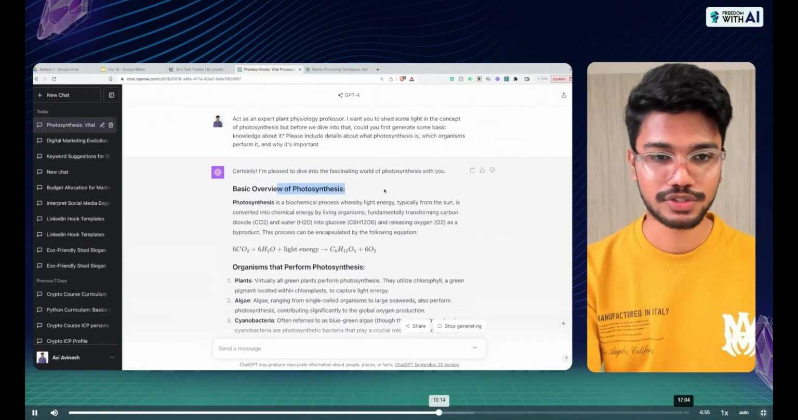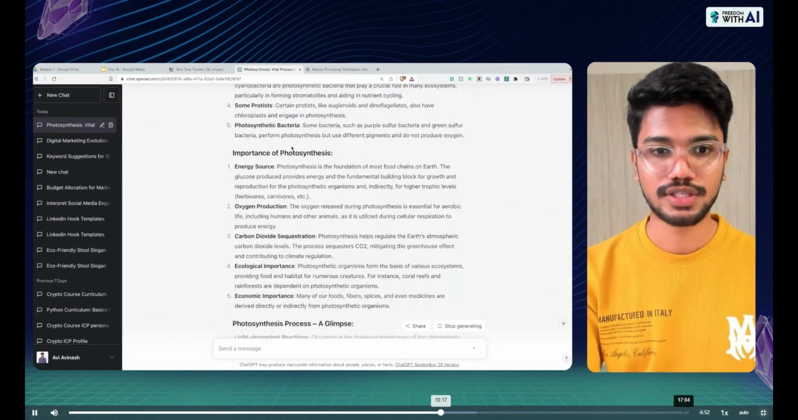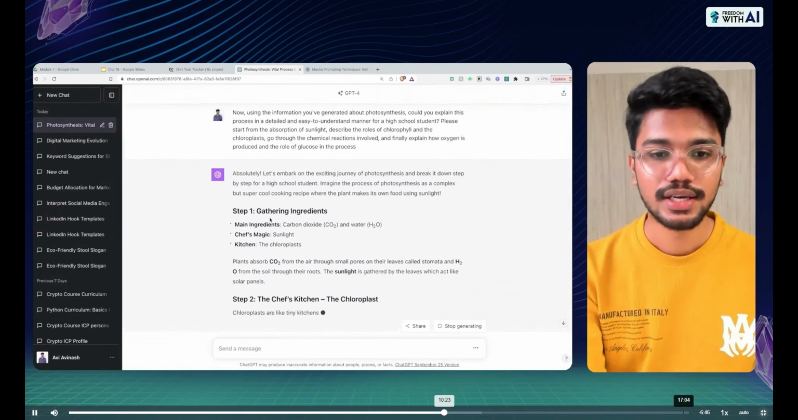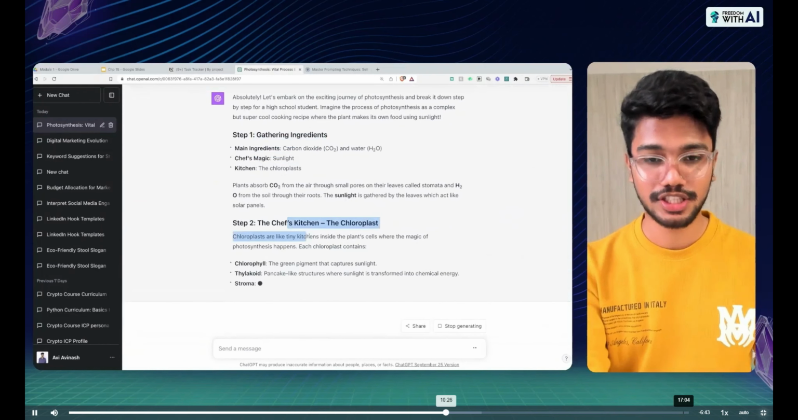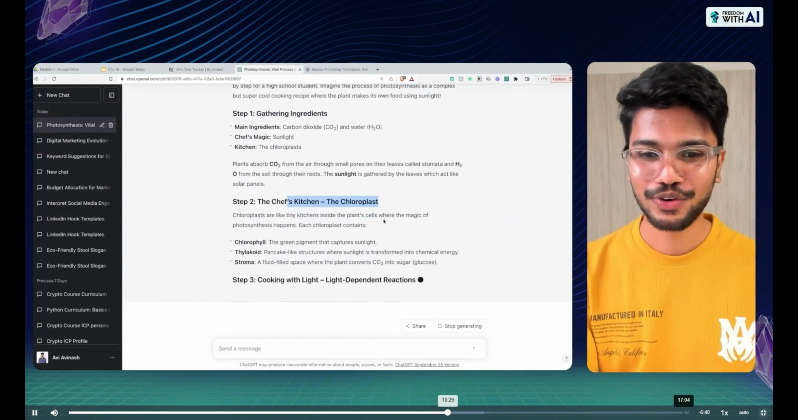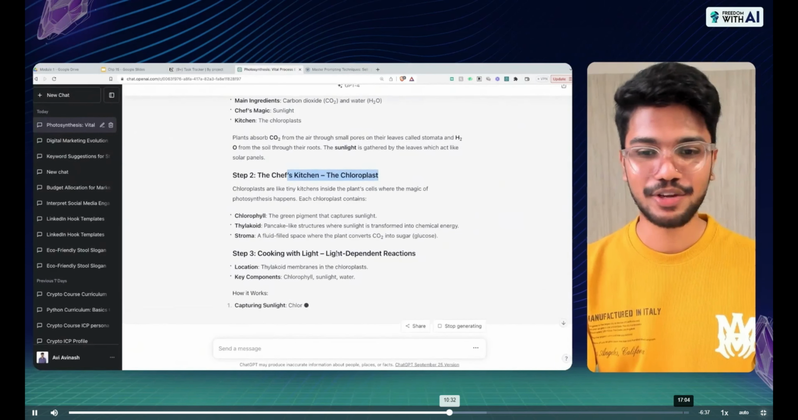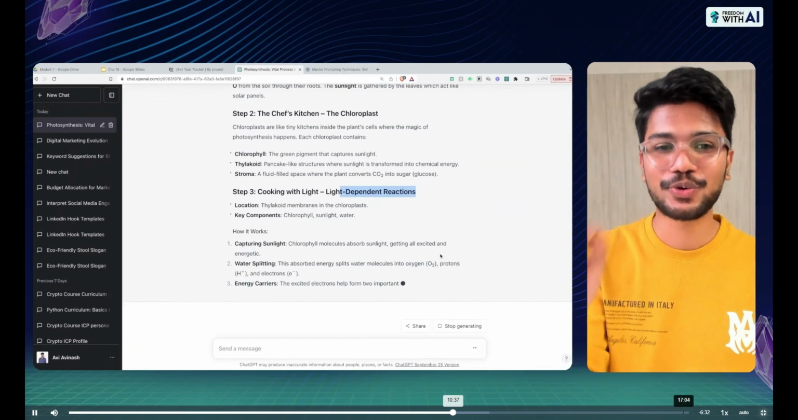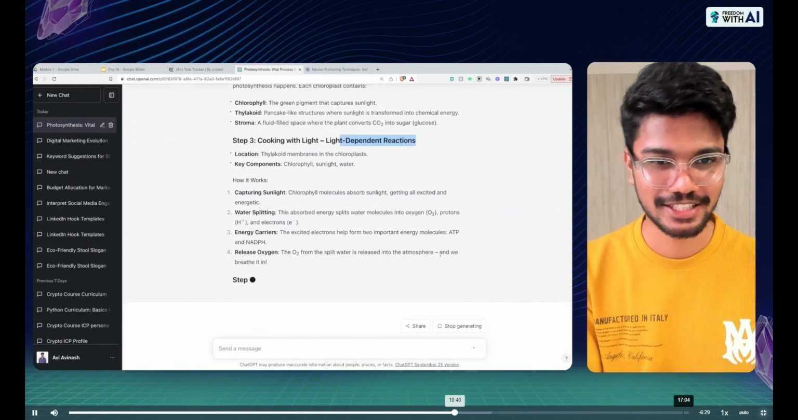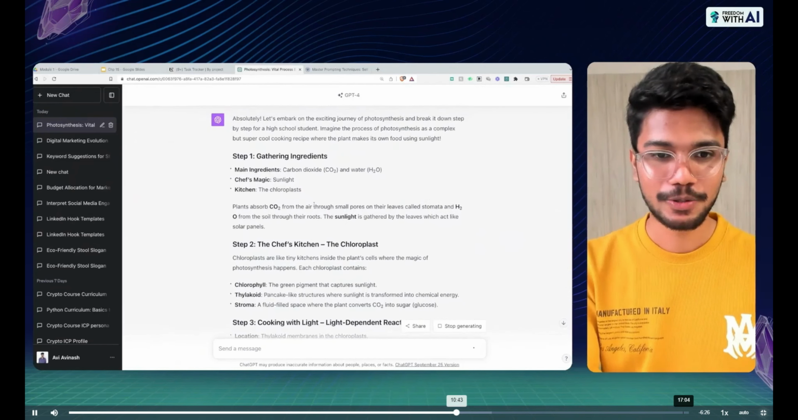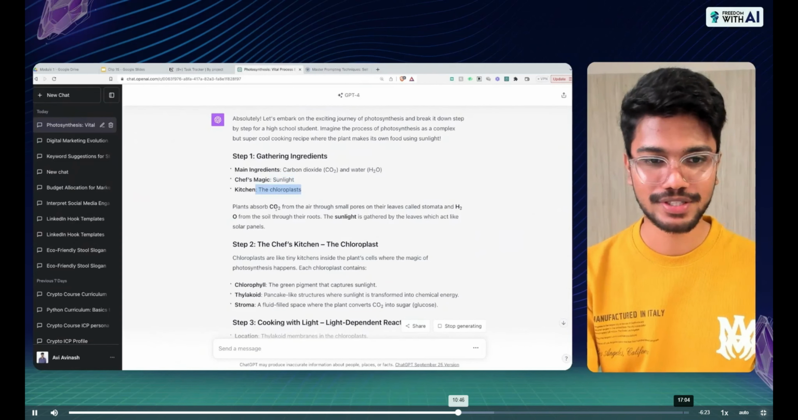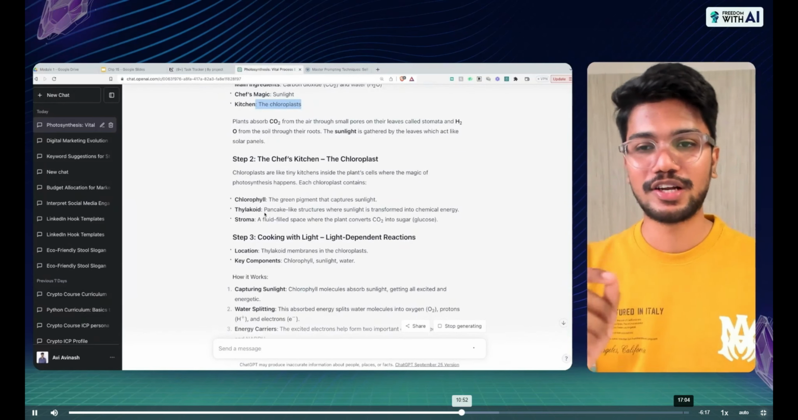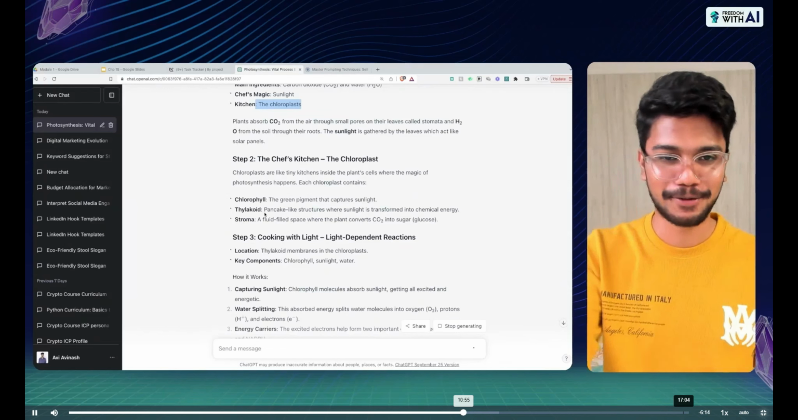Like a basic overview of photosynthesis, organisms that perform photosynthesis, the importance of the photosynthesis process, and stuff like that. Absolutely. And gathering ingredients, the chef's kitchen, the chloroplast, cooking with light-dependent reactions. You see, ChatGPT is able to understand and explain it in a way that is very easy for a high school student to understand. Chef's magic, sunlight, kitchen, the chloroplast. Plants absorb CO2 from the air through small pores on their leaves called stomata, and H2O from the soil, and stuff like that.